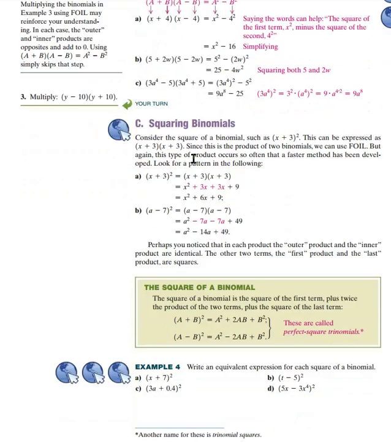The next pattern is squaring binomials. If I have x plus 3 in this first statement to the 2 power, or squared, I could use FOIL again, and I'd end up with two of these like terms that are exactly the same. In fact, I get 3x and 3x, so I'd end up with 6x. And then they show us here with a minus 7.